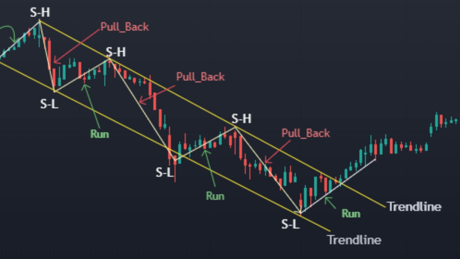Time frames. Trend lines can be drawn on various time frames, from intraday charts to long-term charts. The significance of a trend line may vary depending on the time frame used. Longer-term trend lines tend to have more relevance and attract greater attention from traders and investors.